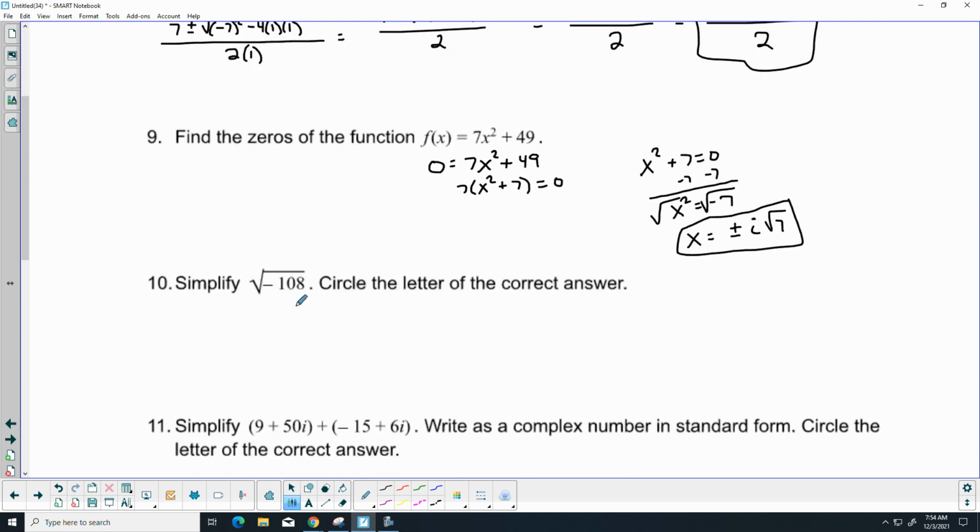All right, negative 108. First of all, I know there's going to be an i, but I want to do a factor tree. That's going to be 2 times 54, 2 times 27, 3 times 9, and 3 times 3. So negative 108 is really negative 1 times 2 times 2 times 3 times 3 times 3. And I want to pair them up. I have a pair of 2s and a pair of 3s.